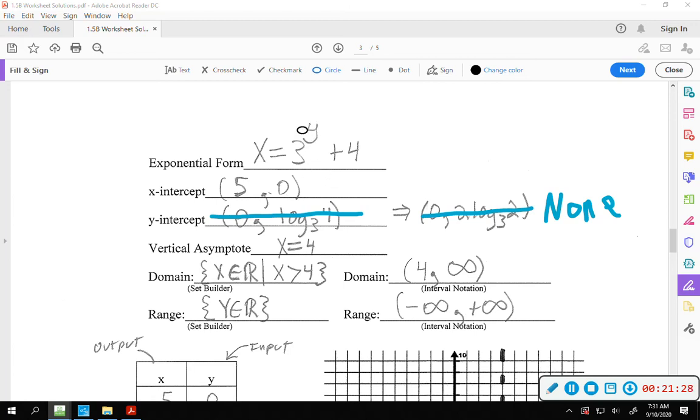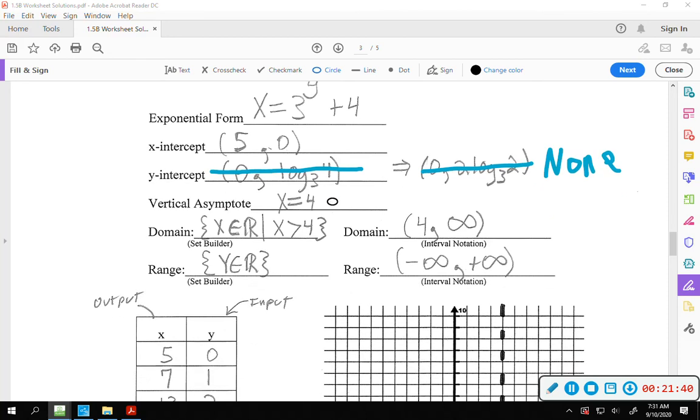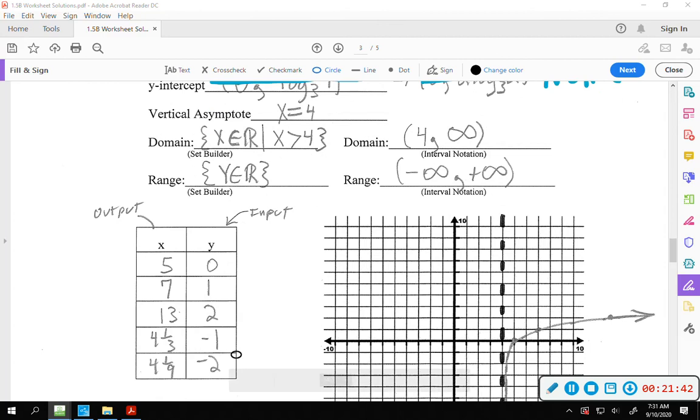Let's say y is -3. 3 to the negative third power is 1 over 3 cubed. 3 cubed is 27. 1/27 plus 4 is 4 and 1/27. It's getting closer and closer and closer to x equaling 4. That's why we have a vertical asymptote at x equals 4.